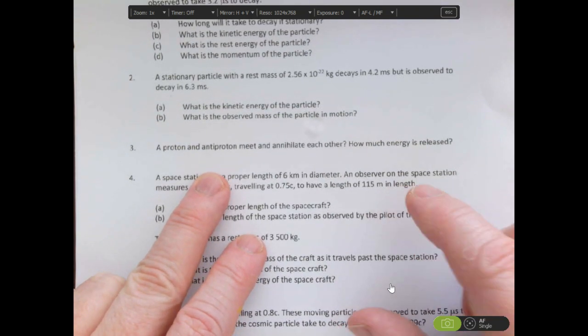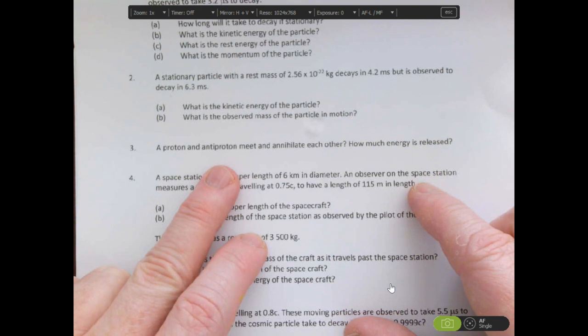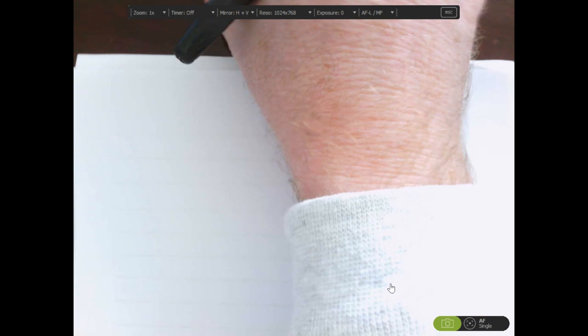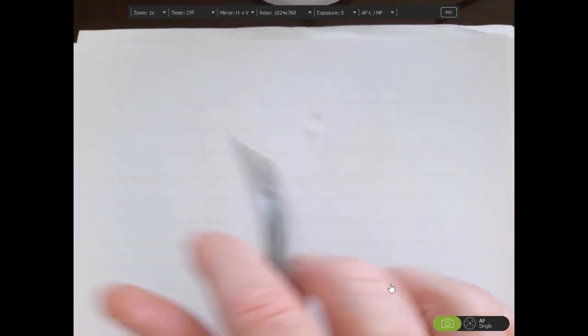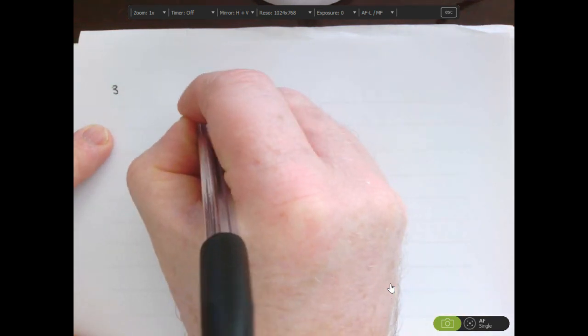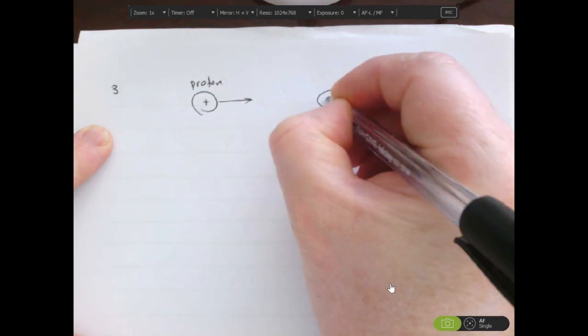As we know from our studies of the Big Bang Theory, annihilation happens when an antiparticle and a particle meet, converting both particles back into their entire energy equivalent. So we're going to work out how much energy would release with these two particles meeting. So question 3, let's turn that up. Here is our proton and our antiproton.